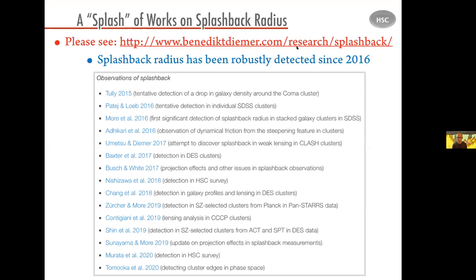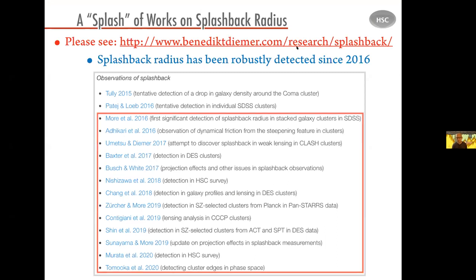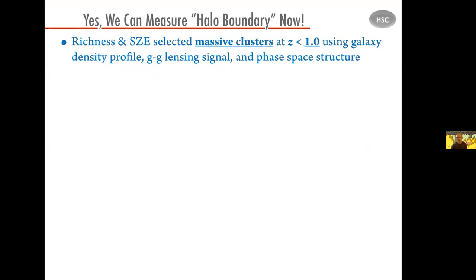You will see that soon after the idea was proposed, people have been attempting to actually measure it, and a robust detection was first made back in 2016. And right now, I think we can generally say that the splashback radii around massive clusters out to redshift 1, selected in different ways, have been robustly measured with different methods. I will just quickly highlight two recent works.